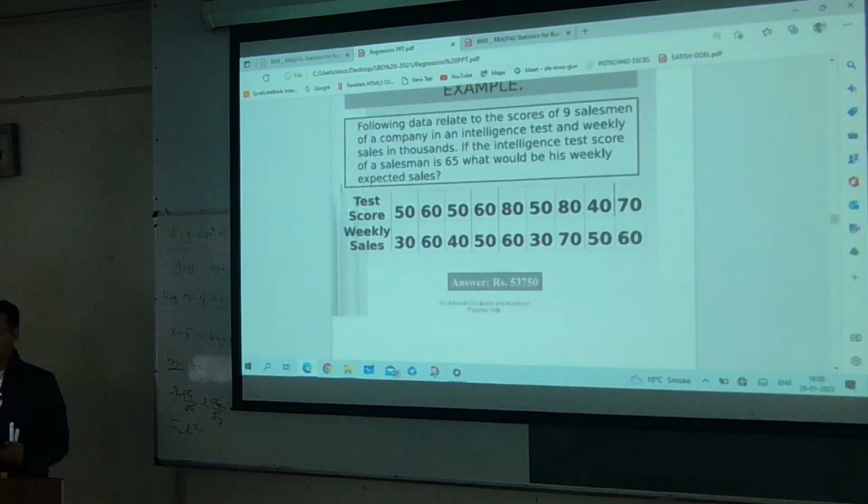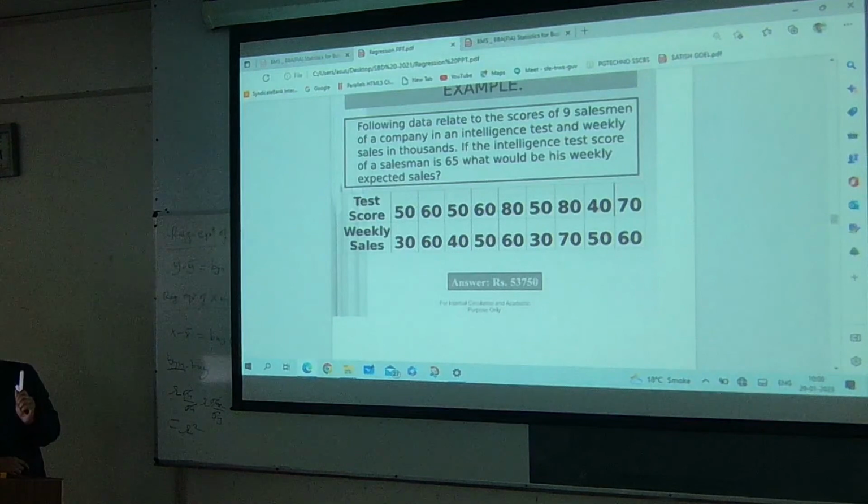Okay, now we would do this. You can do this type of question. In the exam, the probability of this type of question is higher. Suppose the following data relate to the score of 9 salesmen of a company in an intelligence test and weekly sales in thousands. So if the intelligence test score of a salesman is 65, what would be his weekly expected sales?